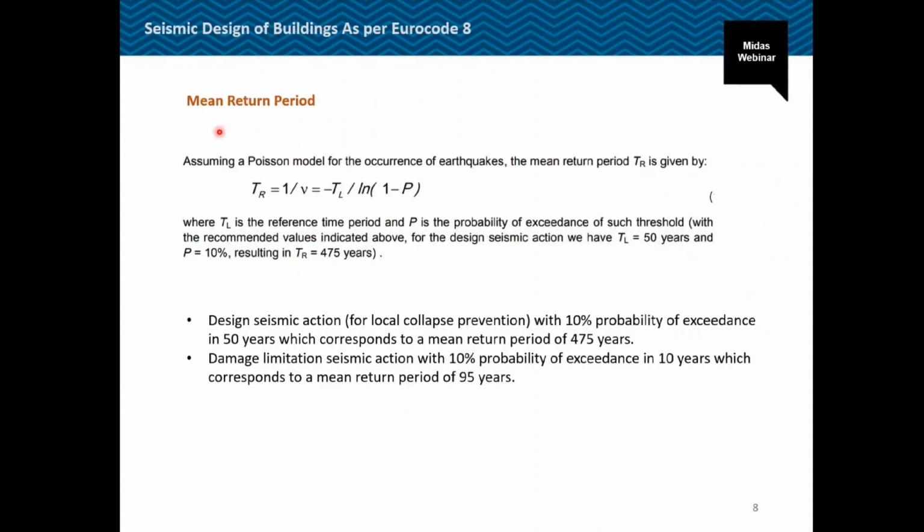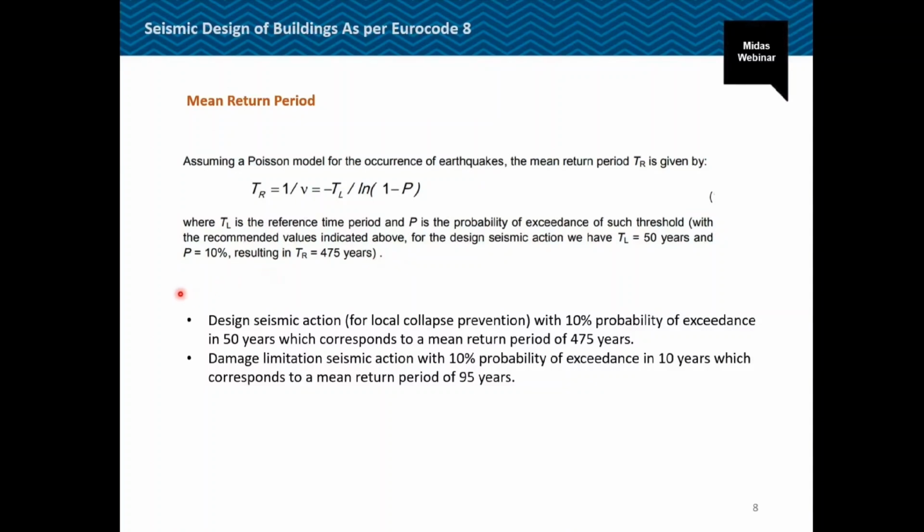So now the next one is the mean return period. Assuming a Poisson model of the occurrence of an earthquake, the formula given in the Eurocode is this formula. In this formula, TL is the reference time period and P is the probability of exceedance.